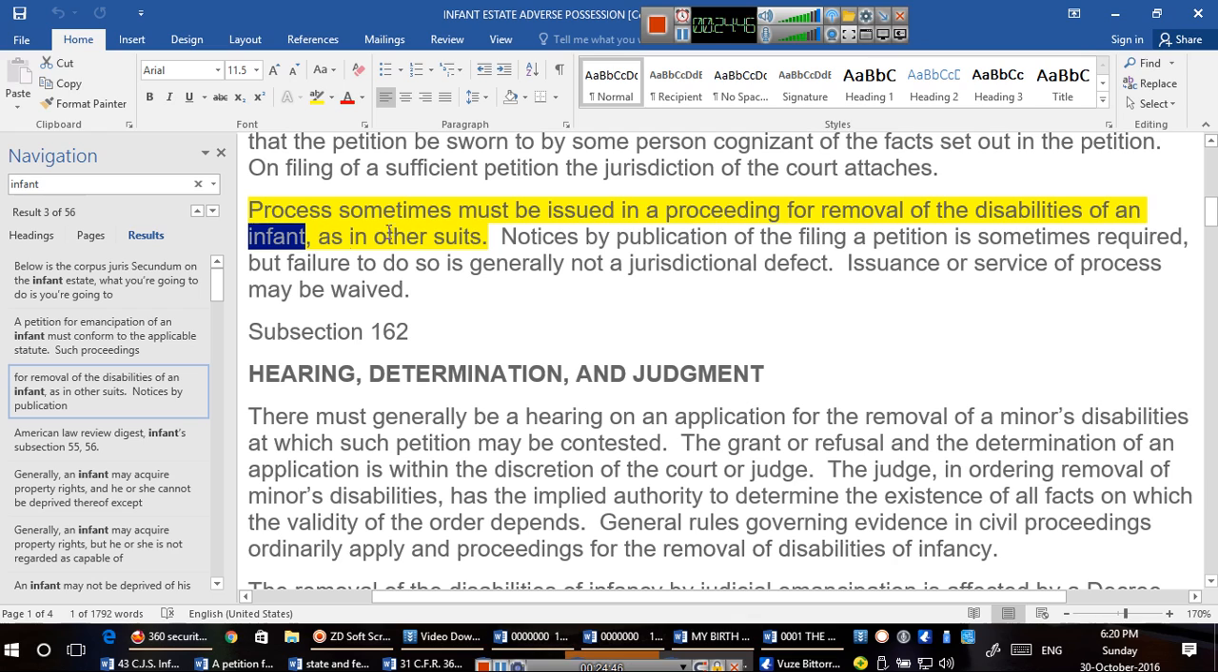Remember, people, you're straddled with disabilities. Removal of disabilities of an infant. It says issuance and service of process may be waived. Somebody was going over that information with me. Now see, hearings to determine, that's what it talks about there. No, this is not the emancipation of the infant. This is the one on adverse possession. Disabilities of an infant. Oh, privileges. That's what it is, because the disabilities of the infant are really privileges.